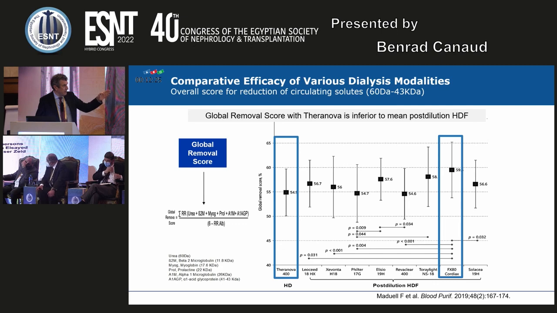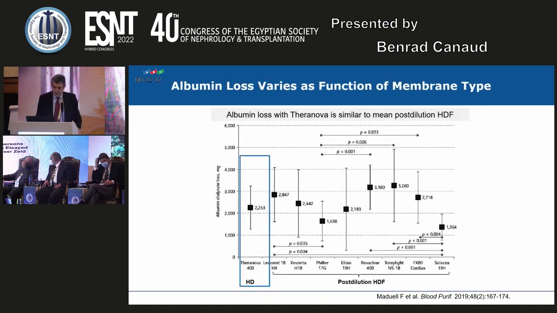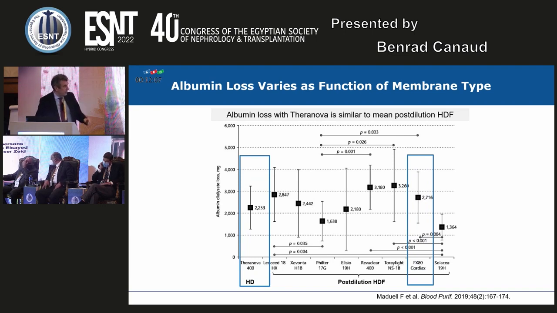I just selected two filters. One is a Terra Nova, and the other one is a Cordiax used in terms of hemodiafiltration. And again, you see that hemodiafiltration does better with the Cordiax than with the Terra Nova. So that means the online hemodiafiltration is a little bit superior. Now, from the albumin, it's the same story: in that type of setting, which was developed by Madwell, the albumin loss is almost the same.